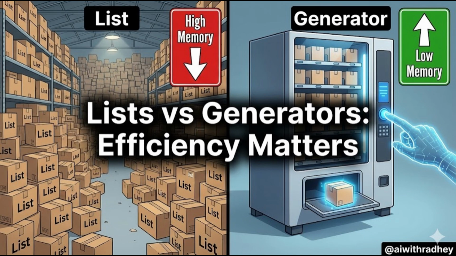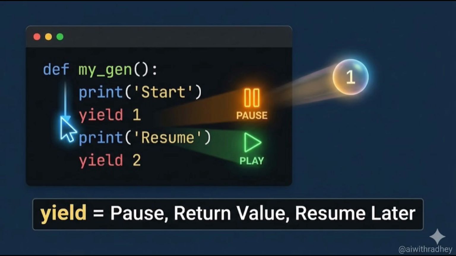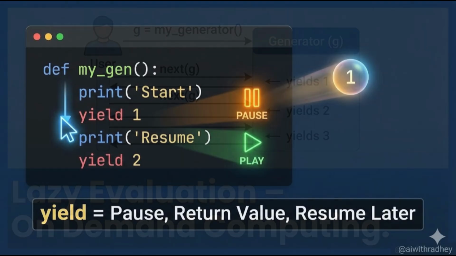What if we only need one number at a time? This is where generators come in. The yield keyword is what makes a generator special. When your code reaches a yield statement, it pauses the function, returns a value, and remembers exactly where it left off. When the generator is asked for the next value, it simply resumes from that point. It's like hitting pause, sending the result, and then continuing the moment you hit play again.